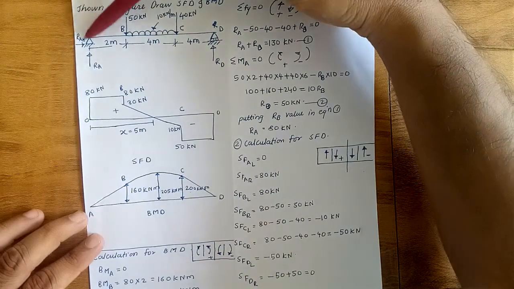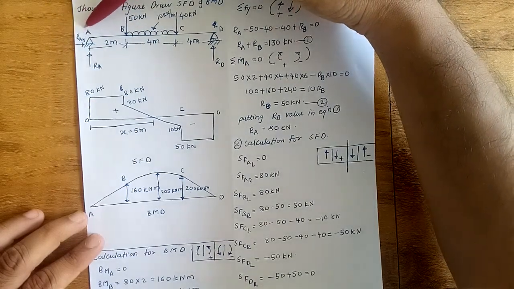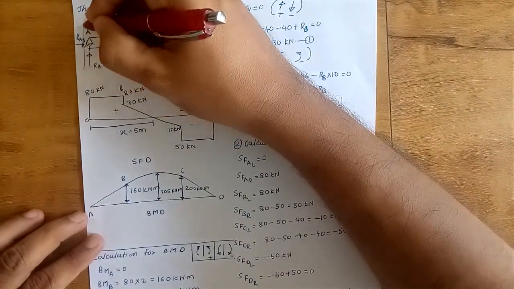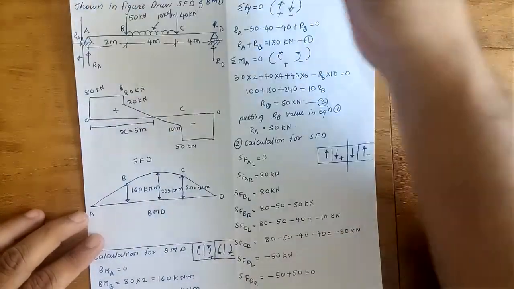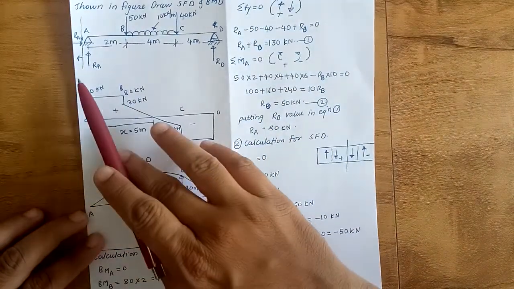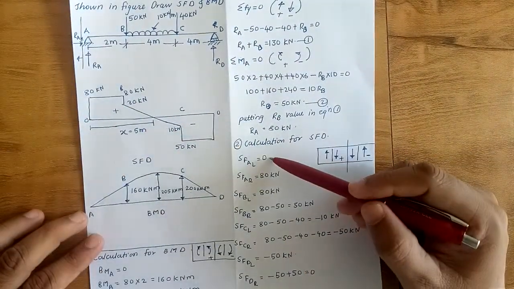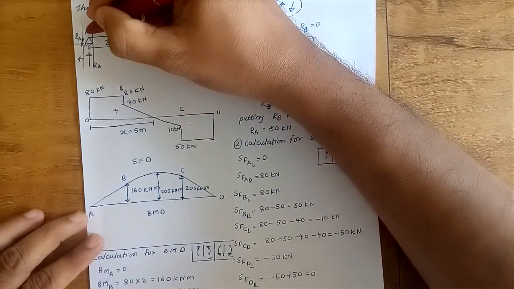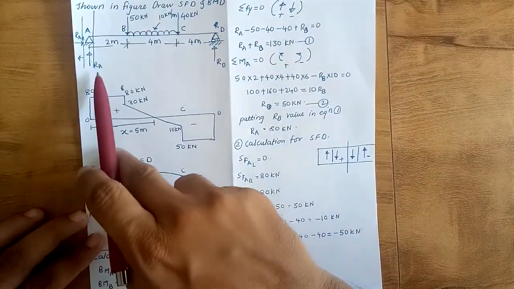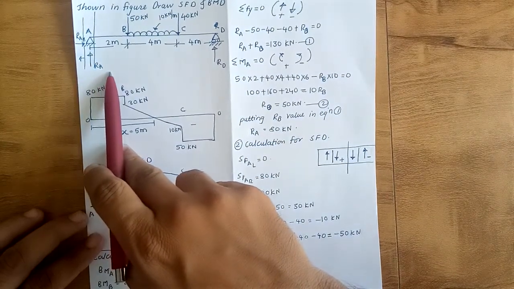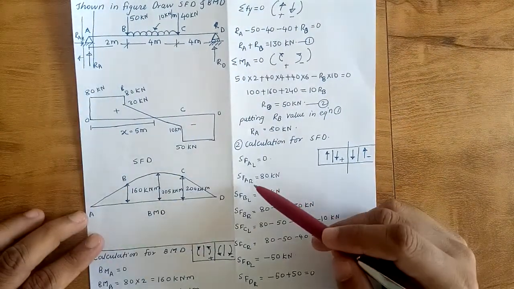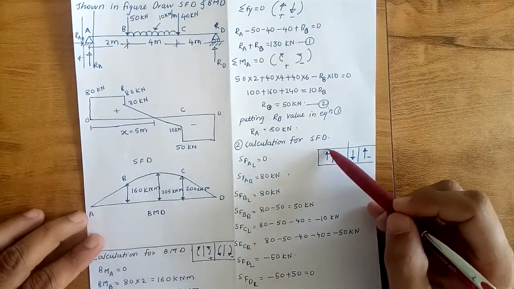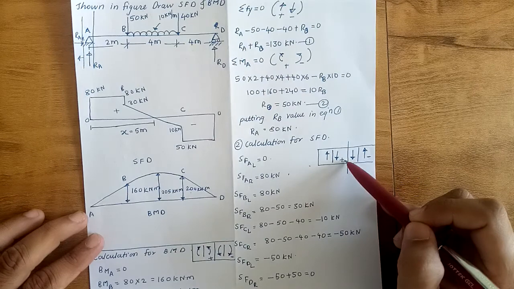Now the shear force at A left: if I consider the section at the left side of point A, towards the left of the section there is no load, so shear force at A left is 0. When we consider the section at the right side of point A, there is only the upward reaction RA, which is 80 kilonewton. The shear force at A right is 80 kilonewton. It is upward toward the left of the section, that's why it is positive.